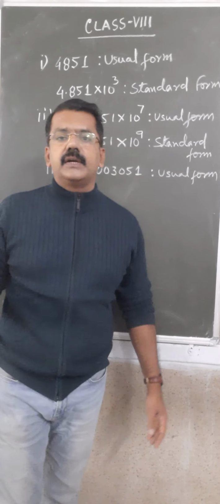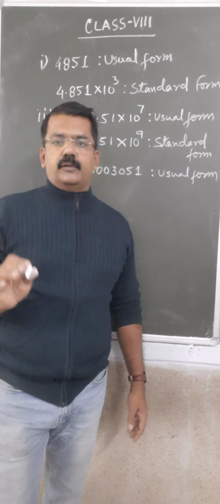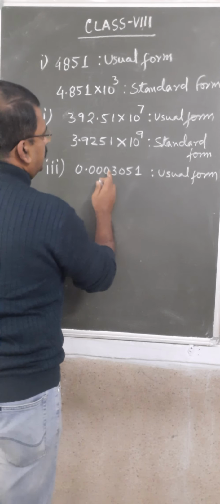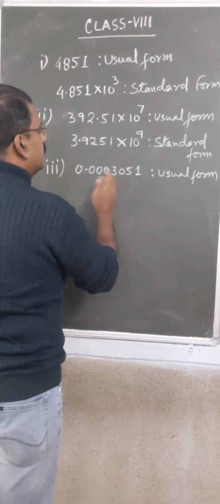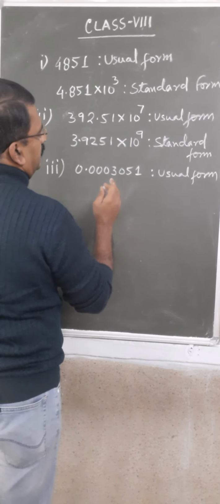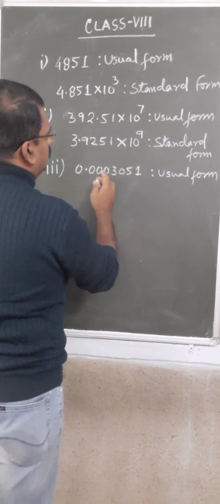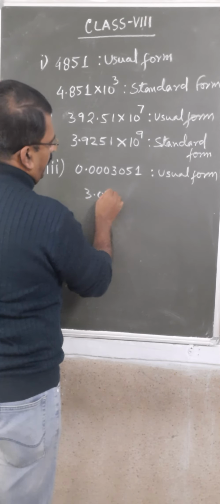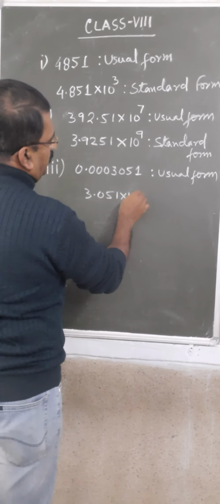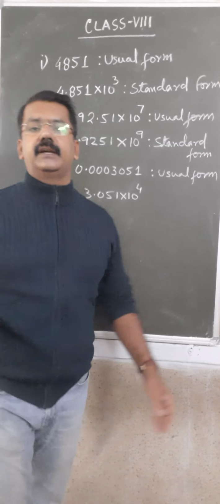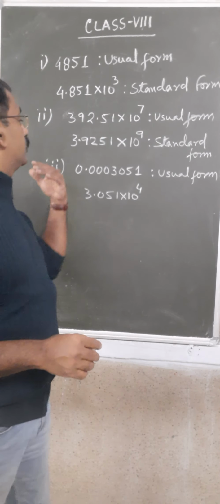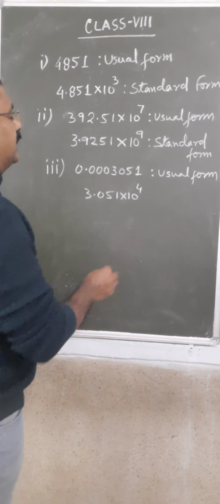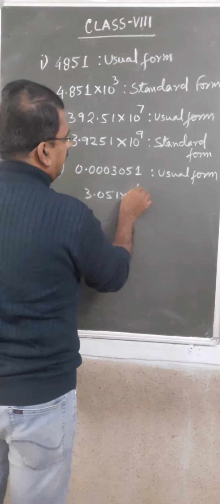Now we have to convert it into standard form. Now what we do, shift this decimal 1, 2, 3 and 4. Shift the decimal 4 places towards right. 1, 2, 3, 4. So it will become 3.51 into 10 to the power 4. As we have shifted the decimal 4 places towards right, so we will write 10 to the power 4. So I am sorry, 10 to the power minus 4. We will write 10 to the power minus 4.